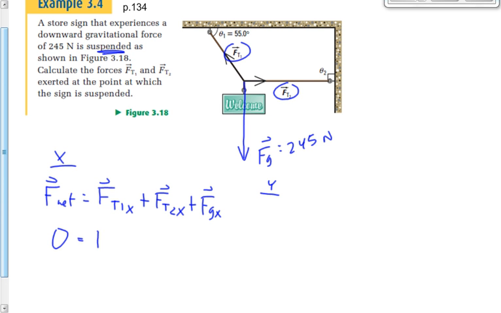We don't know what FT1x is. We have no idea because we don't know what FT1 is. We don't know what FT2x is. We have no idea. We do know that Fg, the x component, is 0 because it's all acting down. That doesn't seem to be much help. I've now got an equation that says 0 is equal to F1 plus F2 plus 0. There's two unknowns in that equation. I can't solve for either one of them. So what next?